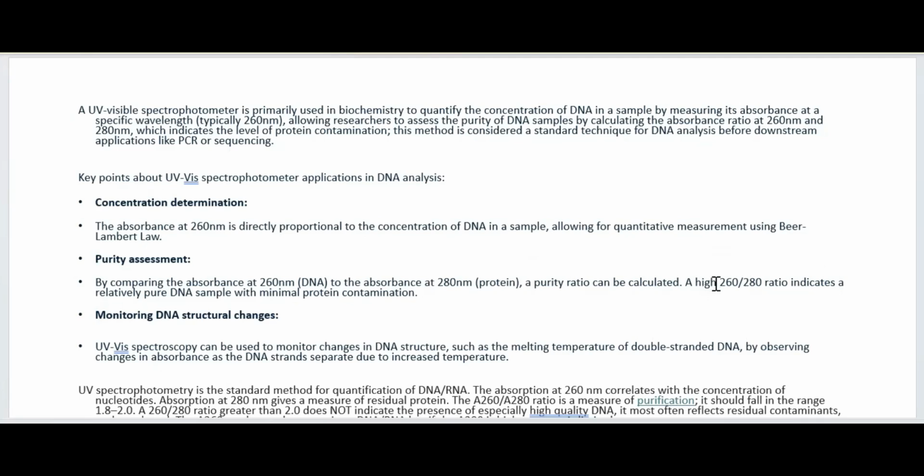This ratio you are going to find, and if that ratio is 1.8, then you say yes, it is your DNA. If it is a little higher than 1.8, say 1.9 or 2 or a little more than that, you can say there is contaminating RNA present. And if the ratio of absorbance at 260 upon absorbance at 280 of a DNA preparation is less than 1.8, it indicates contamination with proteins. So purity of DNA you can check this way.